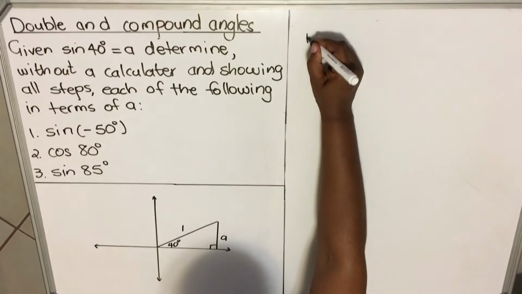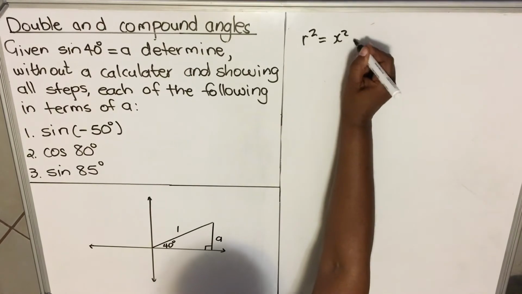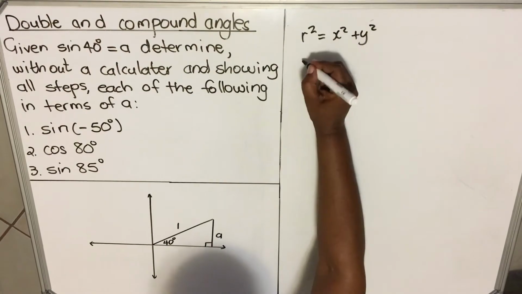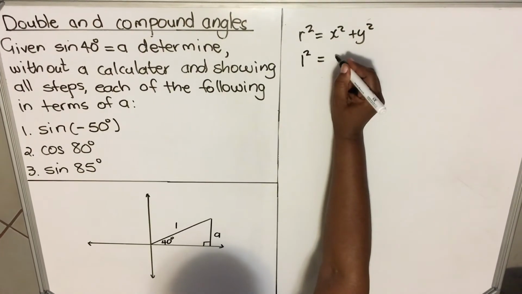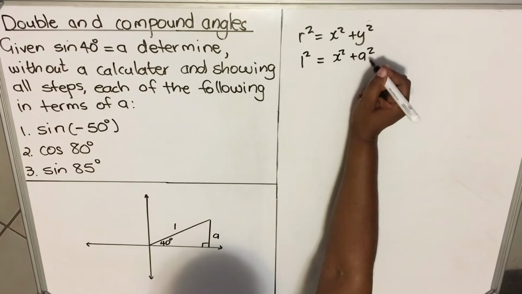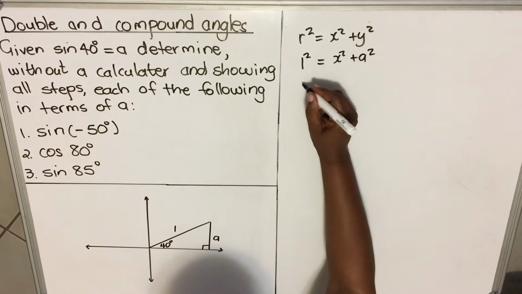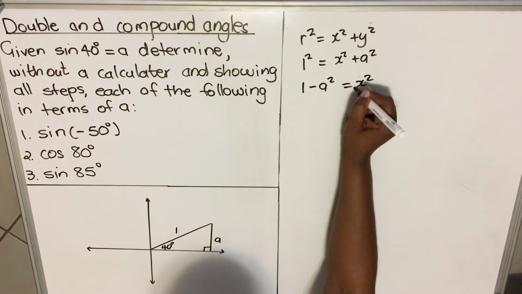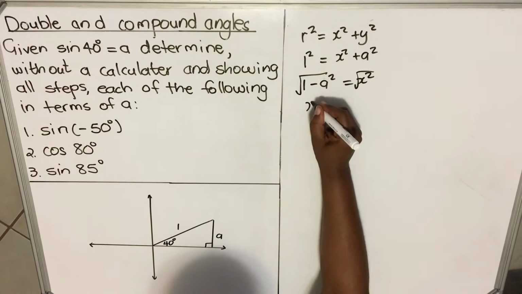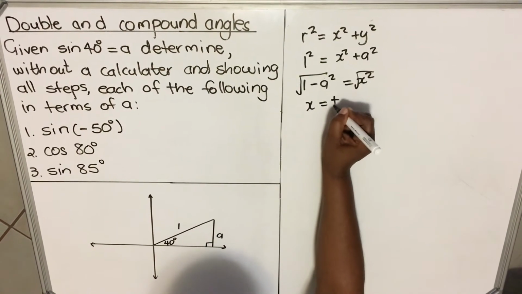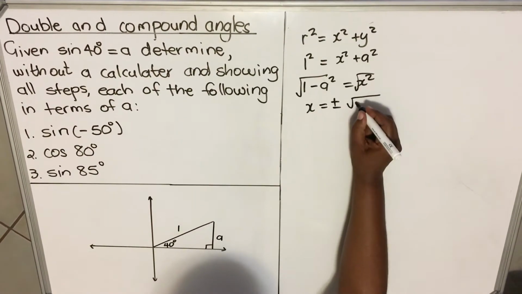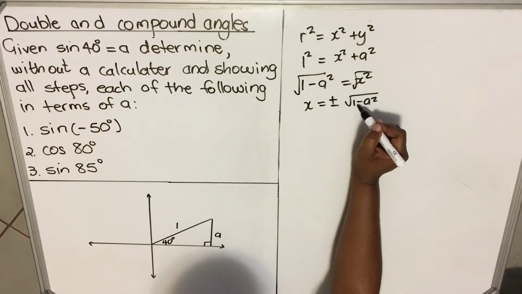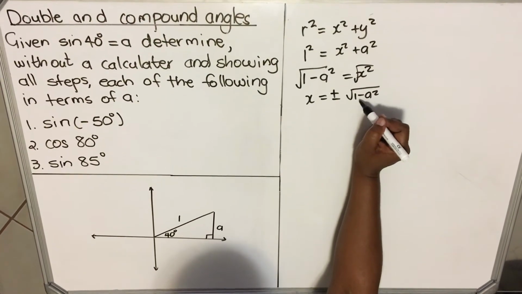So you're going to have R squared is equal to X squared plus Y squared. In grade 12, they don't give you marks for this, but you're not going to get marks if you don't do it. It's 1 squared is equal to X squared plus A squared. So 1 squared is 1, minus A squared is equal to X squared. Then you take the square root of both sides. You'll have X always plus or minus, because we are using a square root, of 1 minus A squared. You can't take the root of this one because they are terms. You have a minus and they are terms, they're not multiplying.